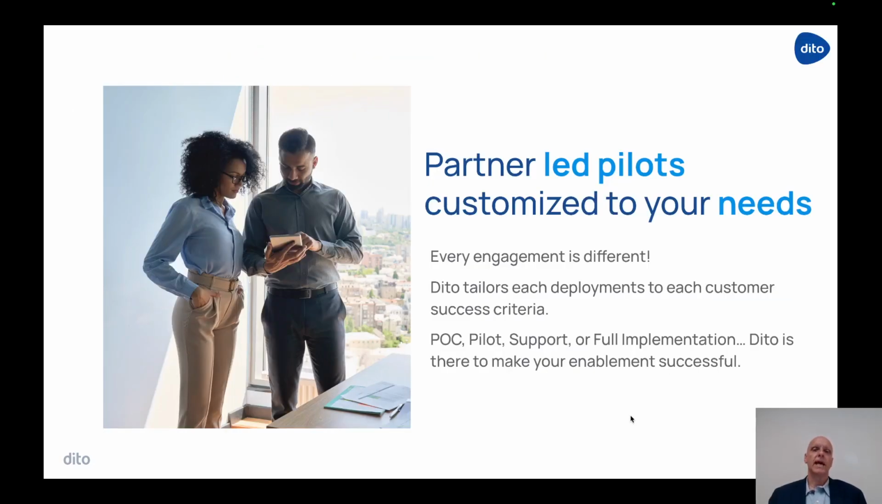So this kind of leads to the whole, how do I get this into my environment? And so the idea here is you really should be looking at a partner-led pilot. Get an environment into your environment, into your ecosystem for 3 to 4 months so you can kick the tires, verify that it meets your needs, right? This is key. Every engagement is different. The technology needs to fit and be enabled for purpose. And this is where a partner like Dido, we tailor each deployment to meet your specific success criteria.